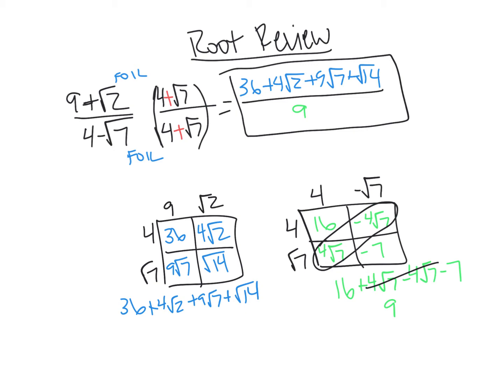Let's try another one. What if I have the problem 1 over (1 plus square root 3)? So again, I'm not allowed to keep a radical in the denominator, so I need to rationalize. I'm going to multiply the top and the bottom by the conjugate. So instead of 1 plus root 3, I'm going to do 1 minus root 3.